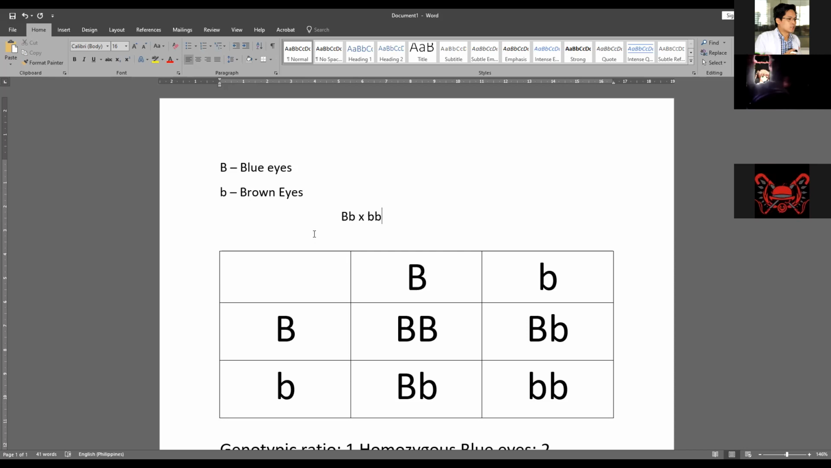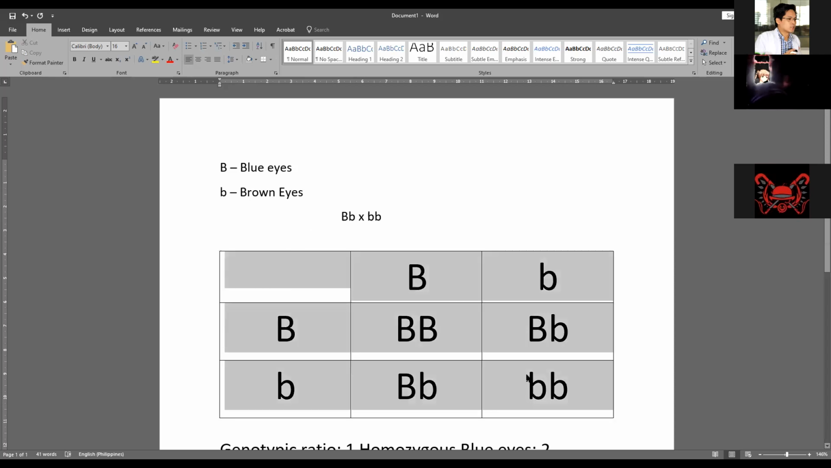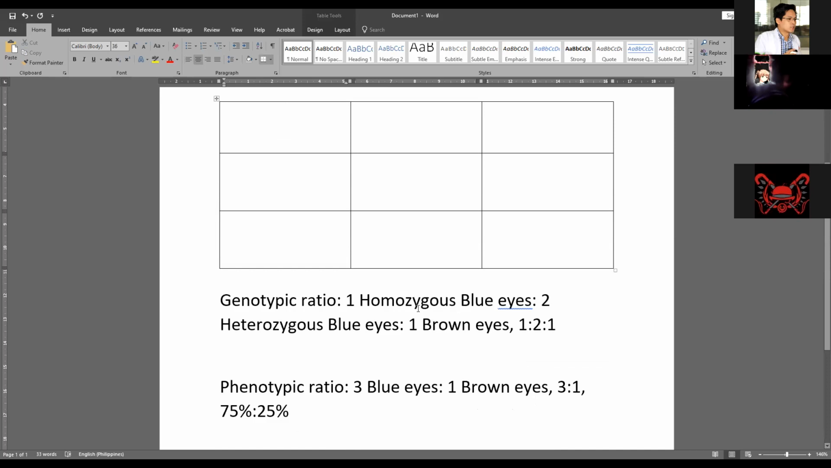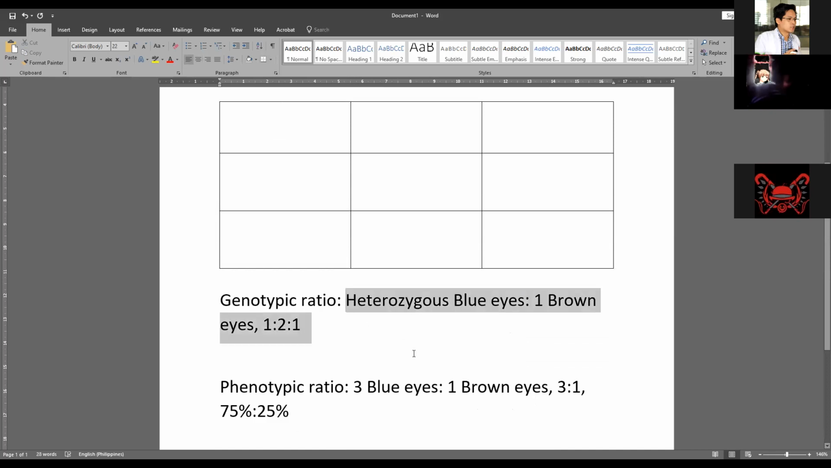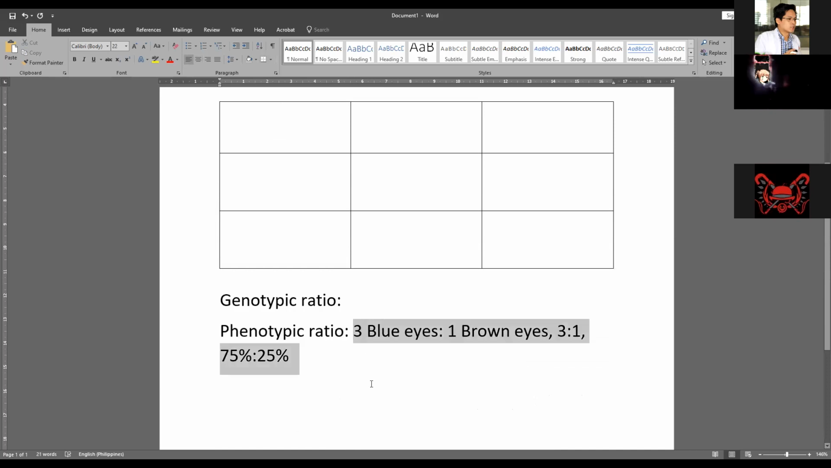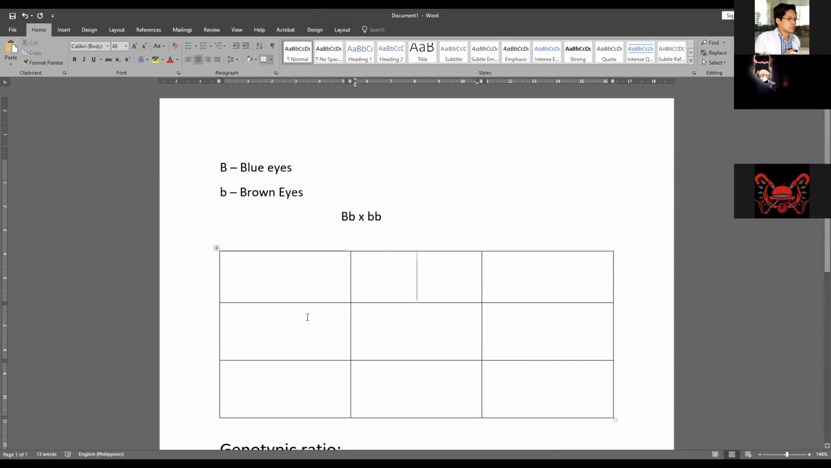Okay? How about this cross? This is considered as the third generation. Okay? Third generation. Let's have the third generation. Okay? A cross between a male heterozygous blue eyes to a female brown eyes. Okay? What could be the possible result?